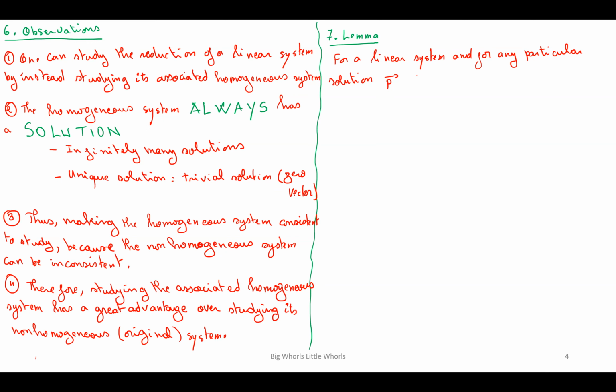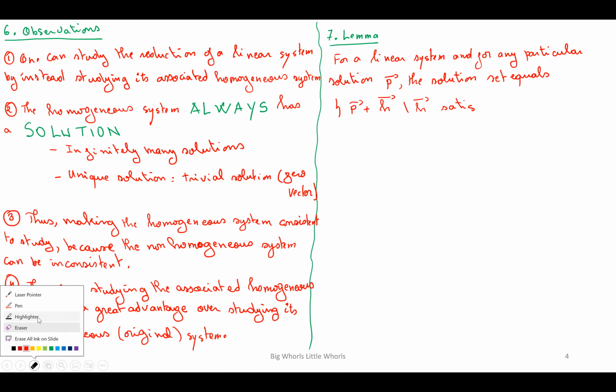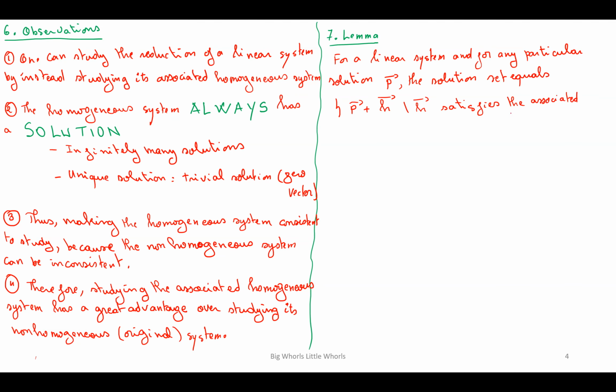So for any particular solution P, the solution set equals P plus H, the homogeneous part, such that H satisfies the associated homogeneous system.